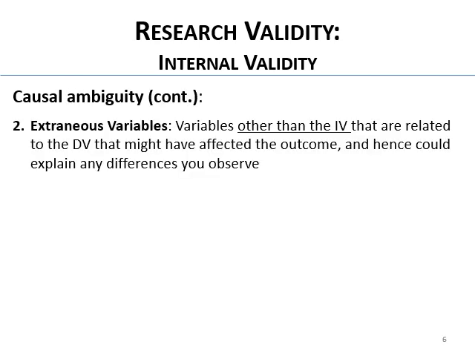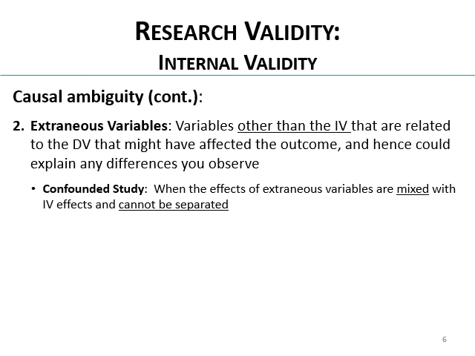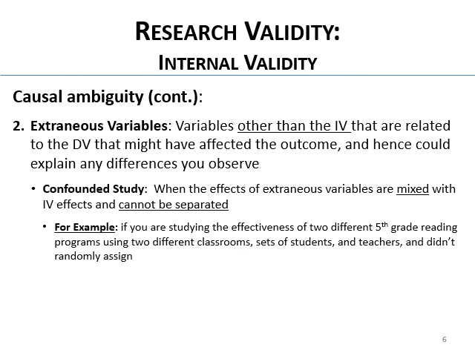So then there's extraneous variables. These are all the other variables other than your independent variable that are related to the dependent variable, and they might have affected the outcome and hence could explain the differences that you see. And when you have such variables in a study, we call it a confounded study. That is, when the effects of extraneous variables are mixed with the effects of the independent variable and cannot be separated, that's what we call a confounded study.